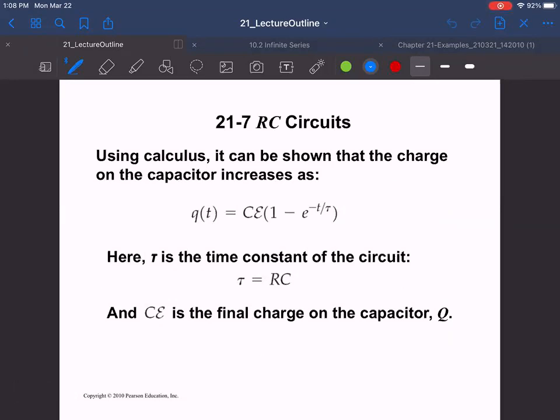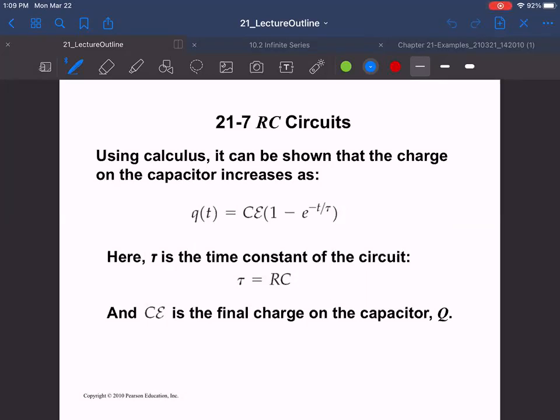And right here, we can get this one. You don't need to go through and do this. If you've taken calculus, you can do this with some simple differential equations, but we're not going to go through that. The charge at time t on a capacitor in this situation is the capacitance times the EMF times the quantity 1 minus e to the negative t over tau, where tau is the resistance times the capacitance, RC.